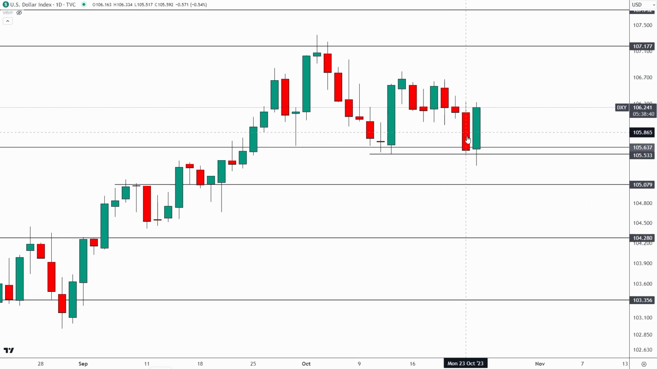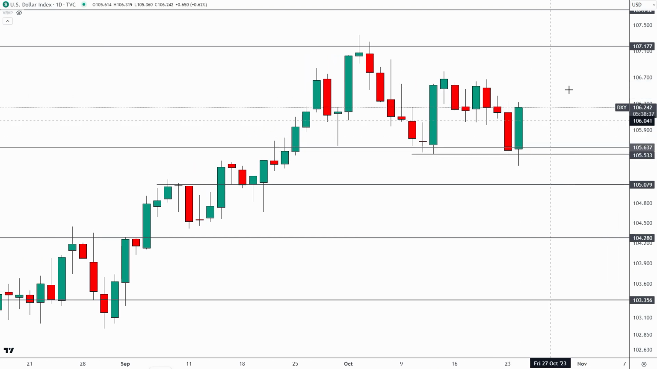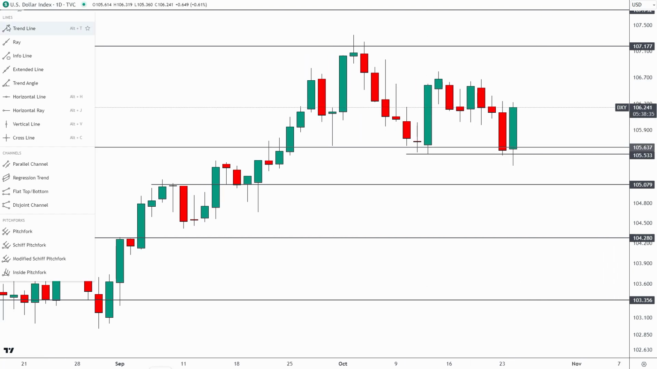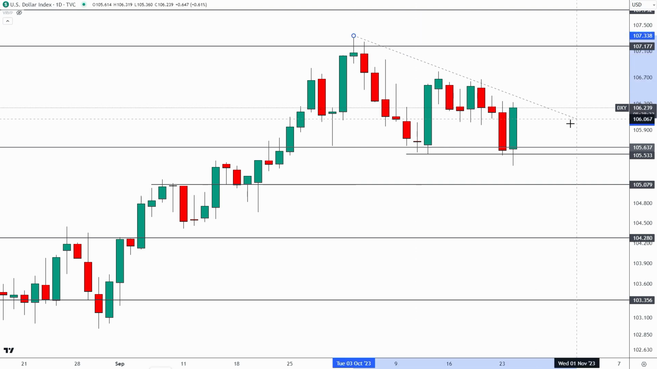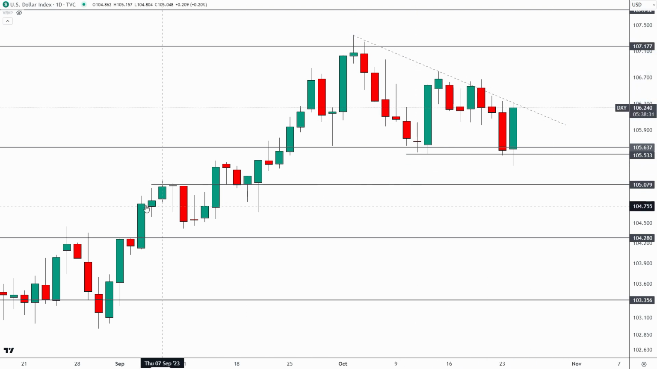All right, so going back here to the DXY, once again, holding above 105.60. Now, we do have this short-term trend line off of this high up here, which you can see so far today is serving as resistance. So we don't really have a confirmed breakout here from the DXY. You also have to be a little bit careful with this, because even though the market's holding above 105.60, we really don't have a confirmed breakout here from the dollar.